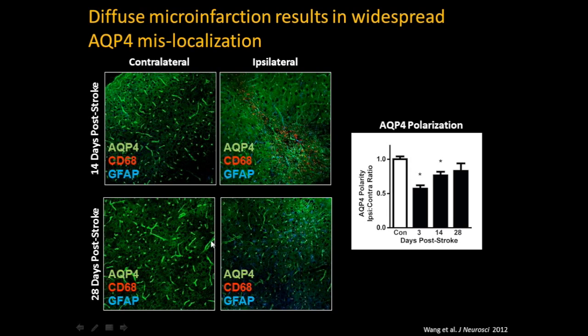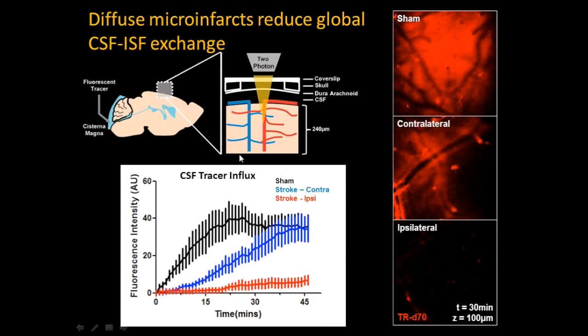So there's a long-term mislocalization of aquaporin 4 after injury that has a consequence in terms of CSF-interstitial fluid exchange. This is in vivo imaging taken from animals, 4 days after injury. You see that in a normal animal, CSF comes into the cortex, it peaks and then plateaus, and eventually it'll decline. Ipsilateral to those lesions, you see that there's a complete failure of that exchange process. And even contralateral to those injuries, you see that there's a reduction in that exchange.